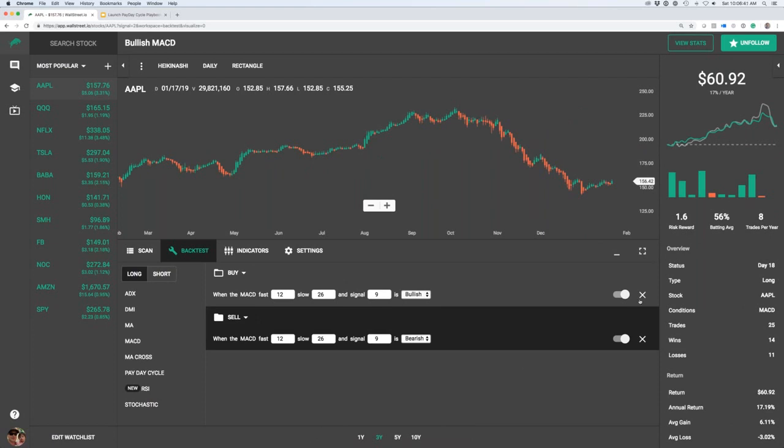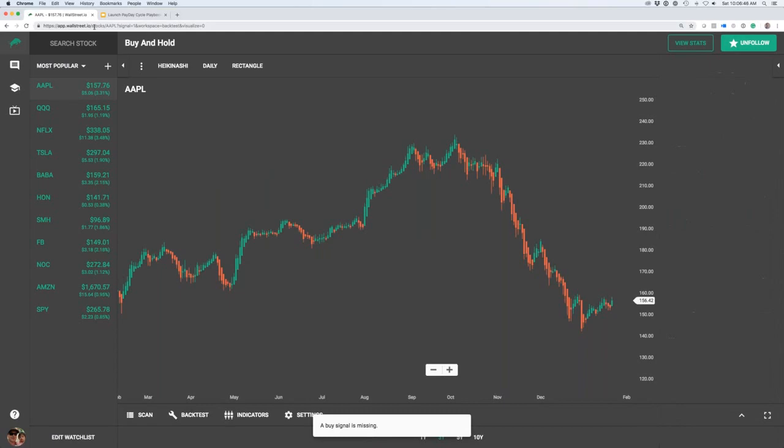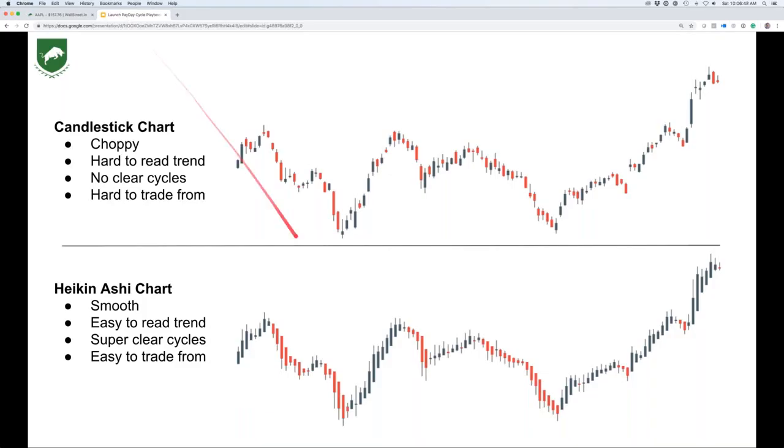I'm going to use it today to help backtest this idea of a PayDay cycle, which is my favorite way to trade. Okay, so let's jump right into the slides.